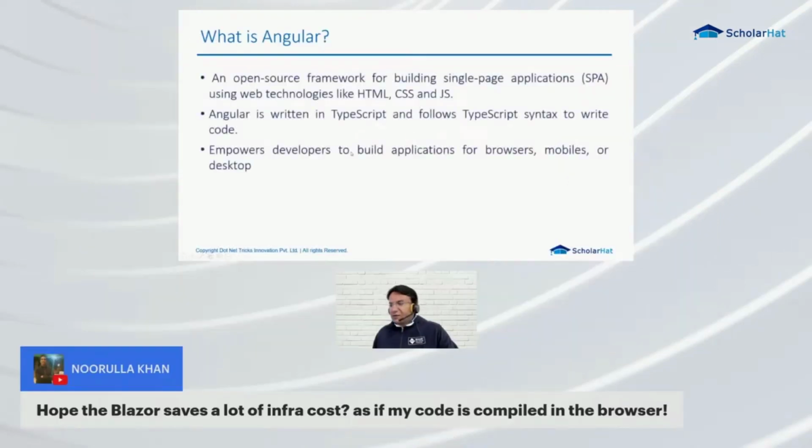Now let's look at Angular quickly. Angular is an open source framework. Blazor is also an open source framework for building single page applications using HTML, CSS and JavaScript. And of course, Angular 2 is written in TypeScript and follows TypeScript syntax. Using Angular also we can build web applications, mobile applications, and desktop applications. So exactly similar to Blazor, we have Angular. Even Angular is before Blazor for building these different types of applications. Blazor is of course new.